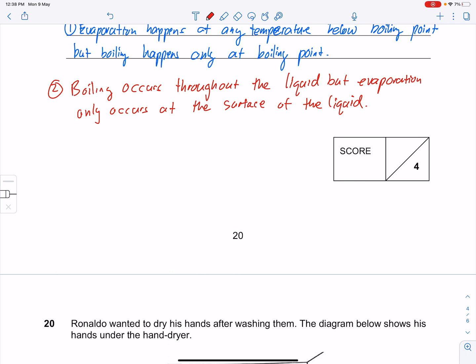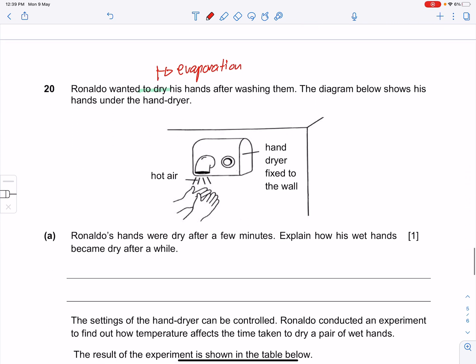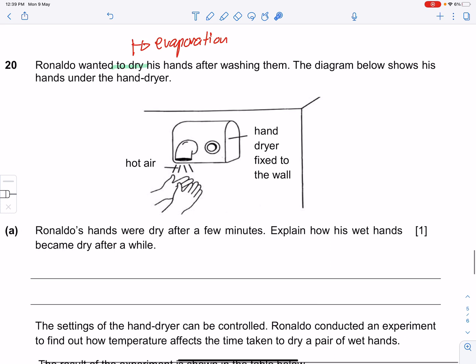Okay, next question. This person called Ronaldo wants to dry his hands after washing them. When you want to dry something, that should immediately flag the concept of evaporation. Your annotation here will tell you. They said that Ronaldo's hands will dry after a few minutes. Explain how his wet hands became dry. Like I told you, the word dry hints that this is a process of evaporation.